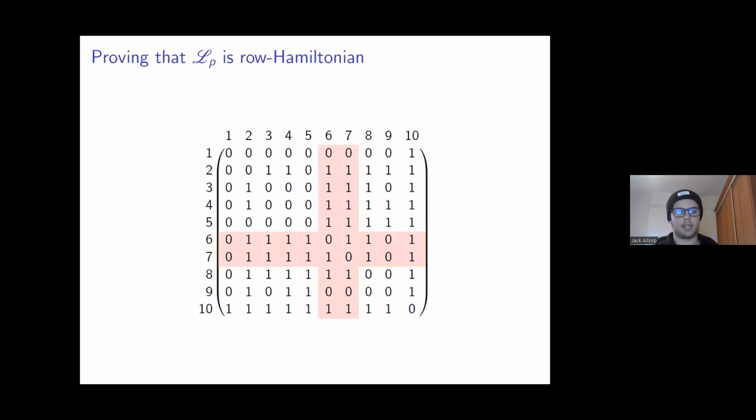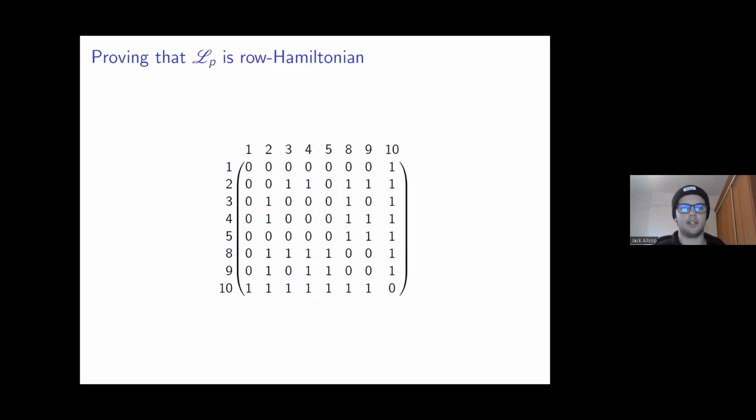So in the p equals 11 case, the first such pair is 6 and 7. So we delete the highlighted rows and columns to get this matrix. And now we don't have any consecutive quadratic non-residues left. So we're up to the second stage.